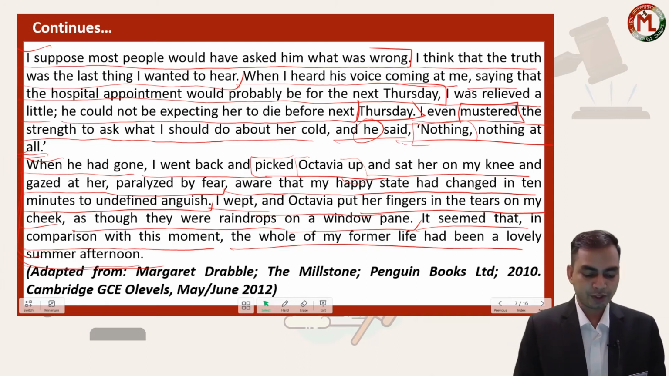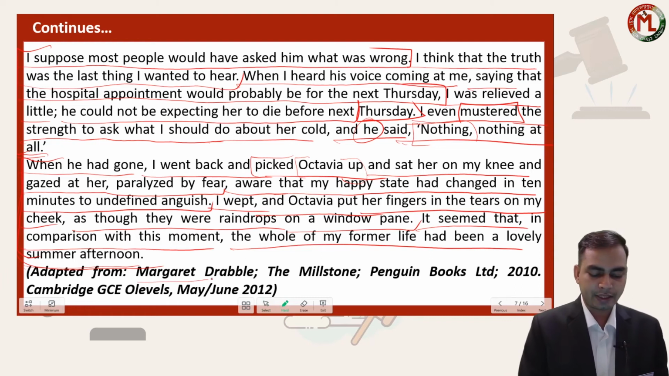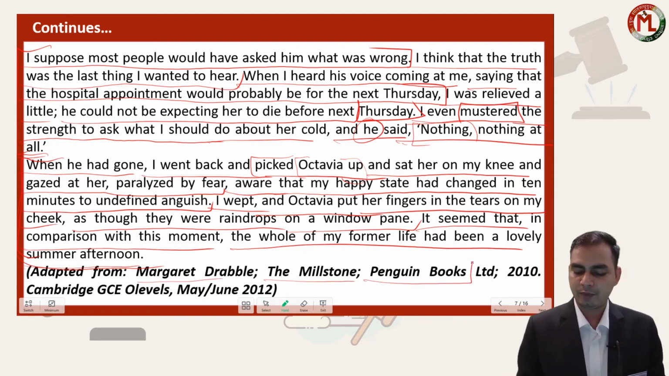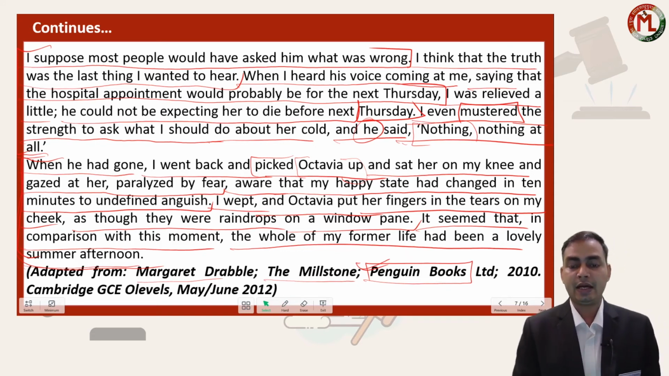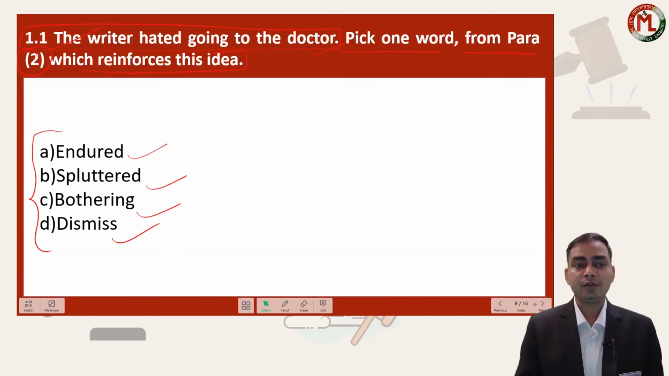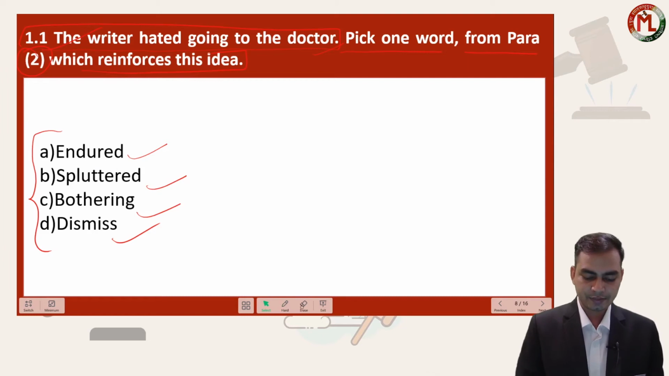Okay, so the information in this passage was from Margaret Drabble, The Millstone. Penguin book, देखो ये favorite है. Penguin book से ही बहुत सारे passages बनाते हैं CLAT. So these kinds of passages are likely to be asked. Not the same one, but story related passages will be there in the paper. Alright, so now let us answer the questions.